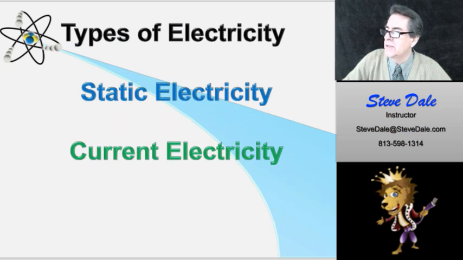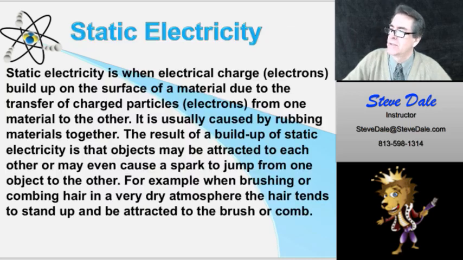There's two types of electricity, static electricity and current electricity. Static electricity is when electrical charge, electrons, build up on the surface of a material due to the transfer of charged particles from one material to the other. It is usually caused by rubbing materials together. The result of a buildup of static electricity is that the objects may be attracted to each other or may even cause a spark to jump from one object to the other. For example, when brushing or combing hair in a very dry atmosphere, the hair tends to stand up and be attracted to the brush or comb.